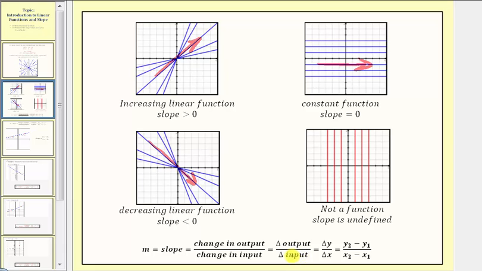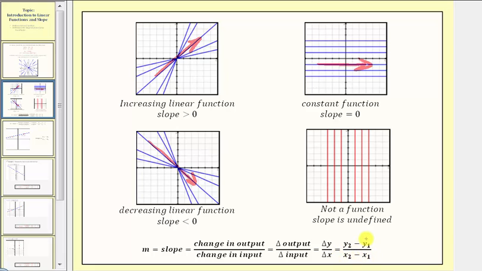And if we have a linear function in terms of x and y, which we often do, we can define the slope as the ratio of the change of y to the change of x. And then finally, if we're given 2 points on a linear function, we can determine the slope by determining the ratio of the change of the y coordinates to the change of the x coordinates.